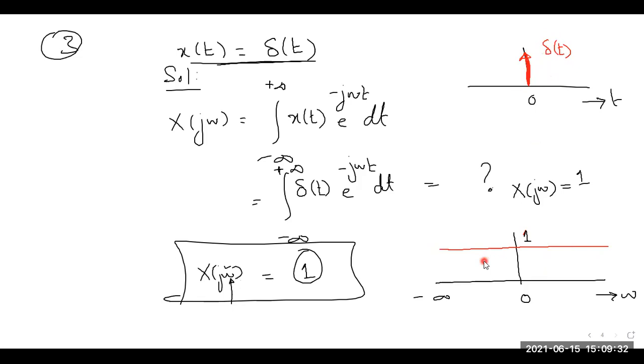And also all frequency components have equal contribution. So at omega equal to 0, how much is the magnitude? 1. If you go slightly upward, what is the magnitude of this component? It is also 1. If you go further, what is the magnitude of this? It is also 1. So all of them have equal contribution in this particular signal.